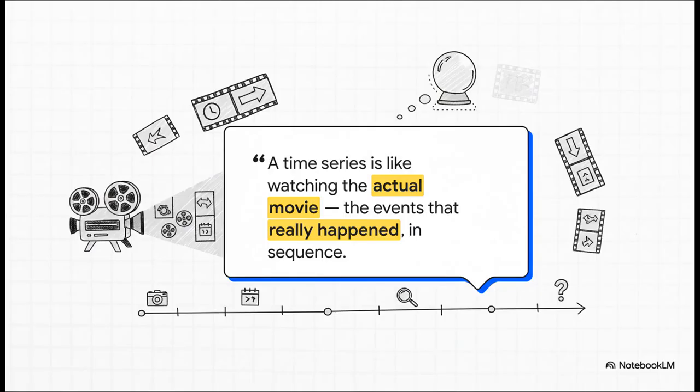A great way to think of it is like this. The data we have isn't just a collection of random scenes from a movie. No, it's the one and only version of the movie that was actually filmed in order. Our job is to watch it carefully enough to make a really good guess about how the very next scene is going to play out.